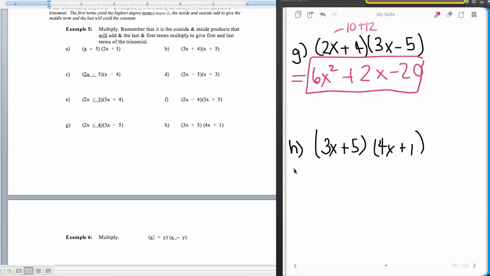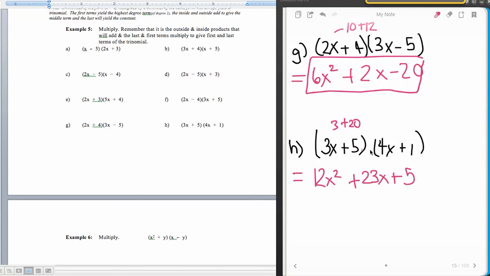Okay, hopefully you did part H on your own from the last video, but here we go. 3 times 4, that's 12. We know that first term is going to give us an x squared. The outsides give me a 3, and the insides give me a 20, and we know those are going to add up because they're the same sign, so we have a positive 23, and we know those are x's. And my last 5 times 1, which gives me a 5.